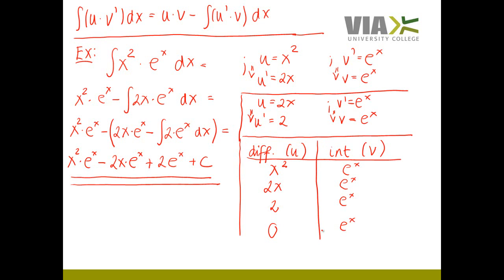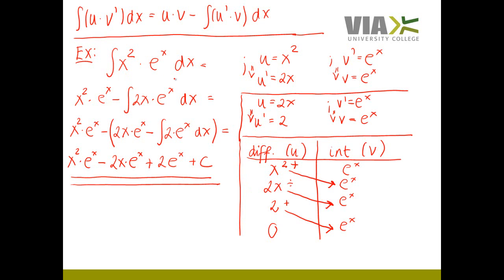And then what we actually get here is that if we multiply these two numbers positively, and subtract the product of these two numbers, added with the product of these two numbers, we get exactly what we have up here. You see that? That x squared times e to the power of x is what you have here, minus 2x times e to the power of x, which is what you have here, plus 2 times e to the power of x, which is what you have here, added with the integration constant.